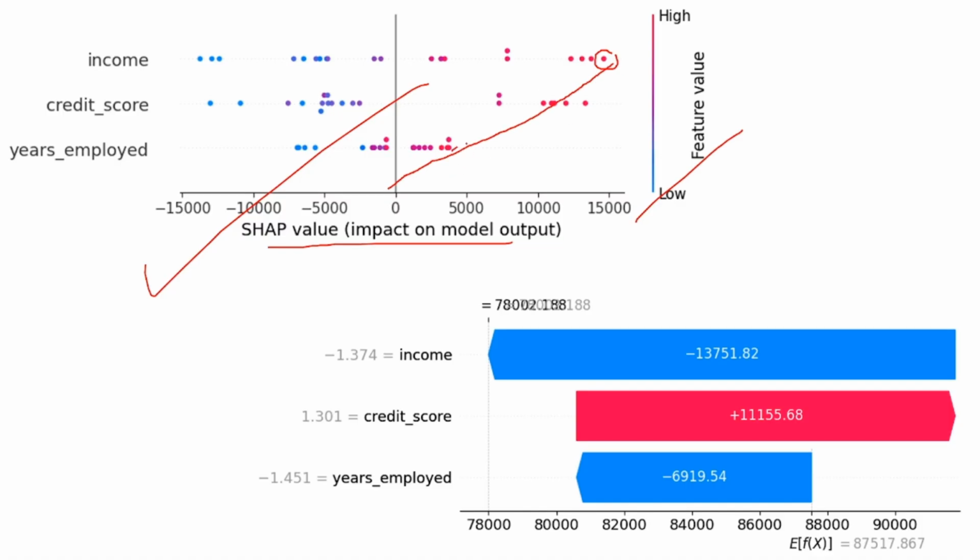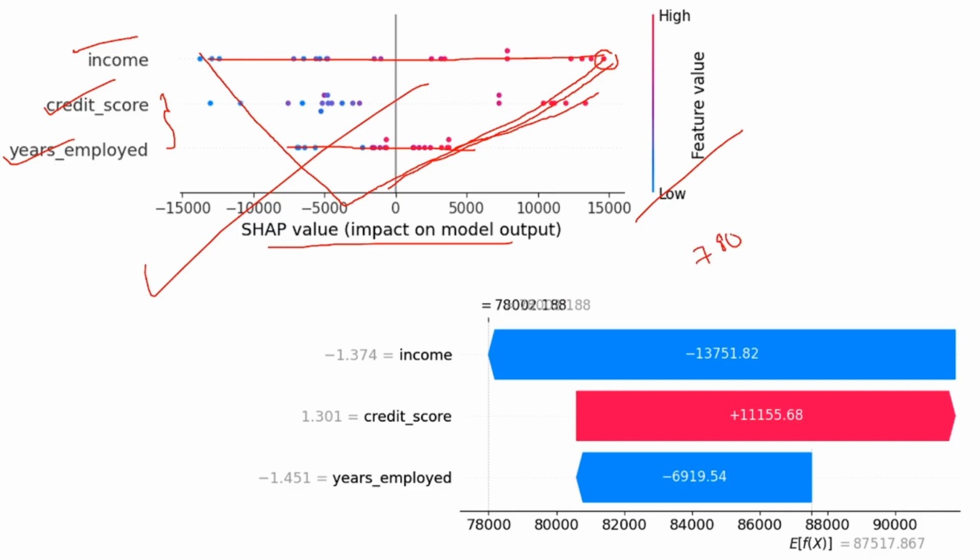So you can see this last one. As you go down, the distance is being narrowed. This indicates that income is very important compared to the other two. Next come credit score and years employed when it comes to the importance of the features. Then comes the waterfall plot.